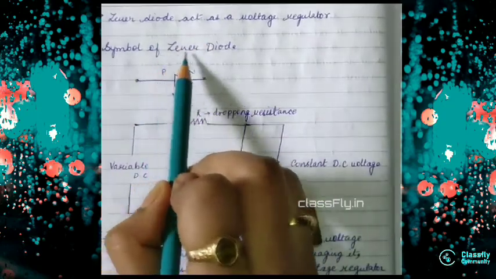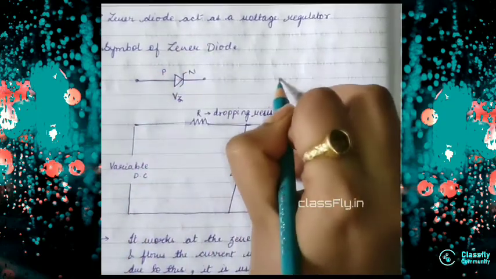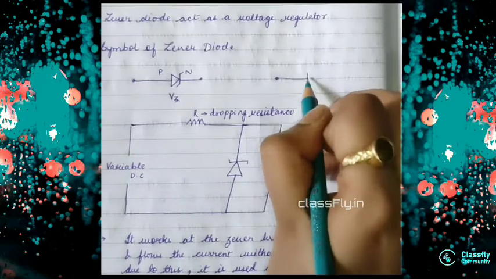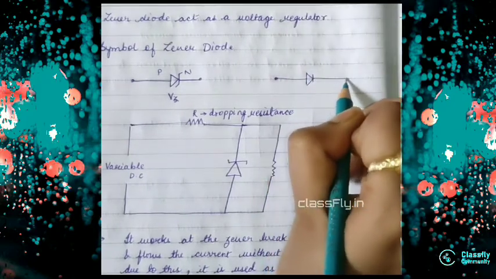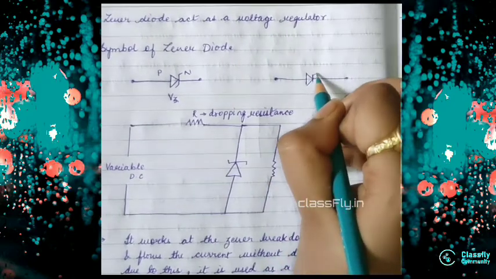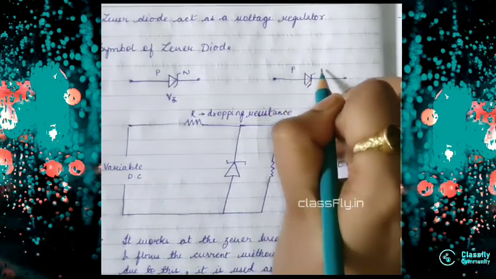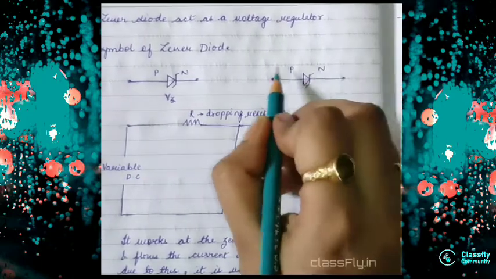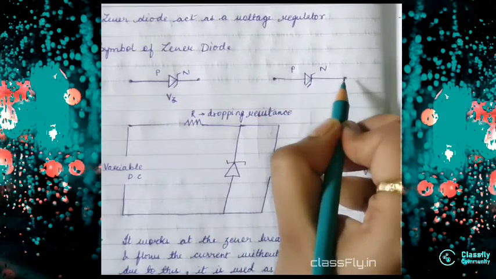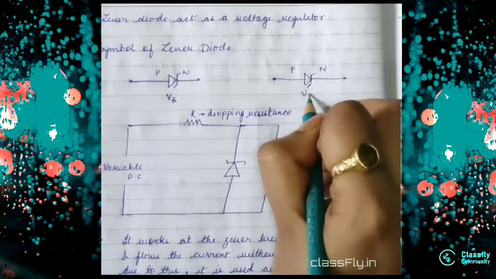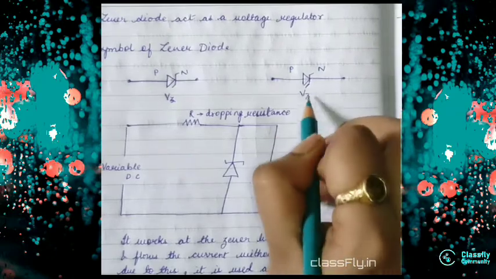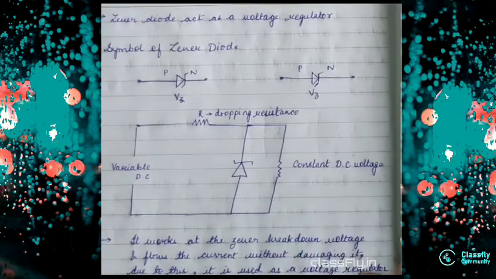See, this is the symbol of Zener Diode. How will you make it? First make a simple diode, right? And then make a crooked end like this. So we made this: this is the P side, this is the N side of the diode, and this is the VZ, that is the Zener voltage. We denote it as VZ.